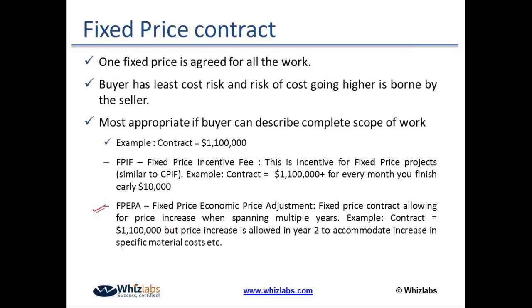Again, what are the characteristics of this type of contract? We can say that in a fixed price contract, the seller has the highest risk from the cost point of view, right? Because in case the cost goes high, the seller still earns the same revenue, so the profit becomes less for the seller.